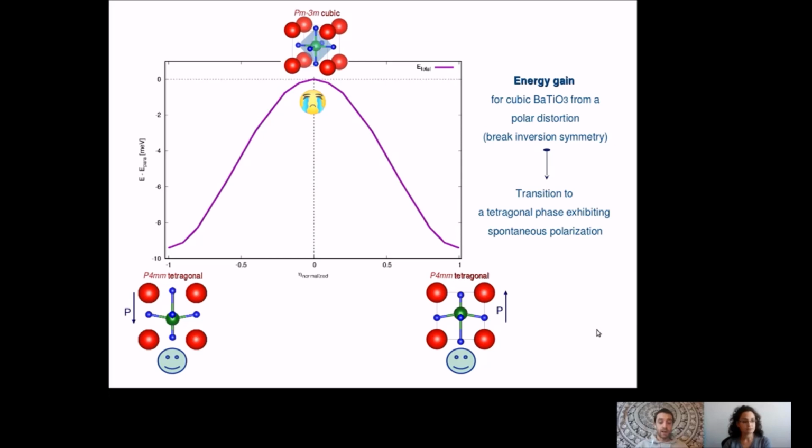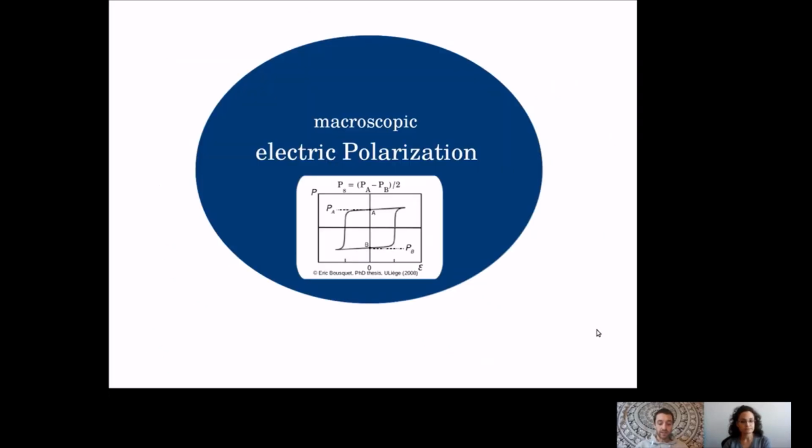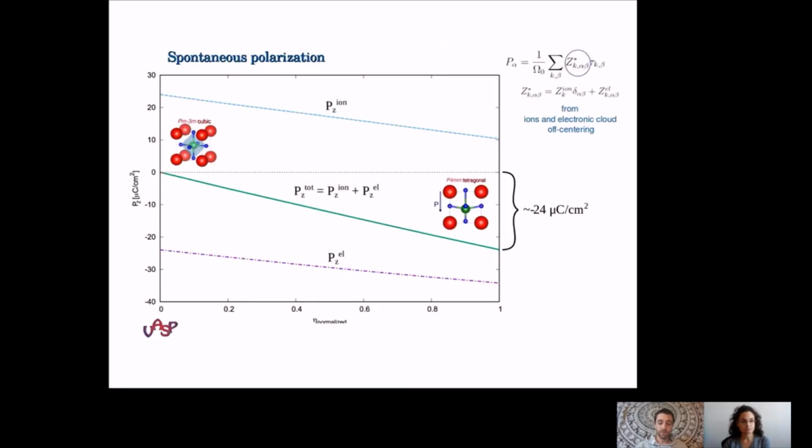And this is telling us that the barium titanate cubic phase is unstable against the distortion toward the tetragonal polar phase. Now, to further characterize this phase transition, we focus on the evolution of the electric properties along the distortion, and specifically we can compute the macroscopic electric polarization. We can do it for each structure along the distortion, and you can see the green line represents the total polarization, which is given by two contributions, the ionic contribution and the electronic contribution.